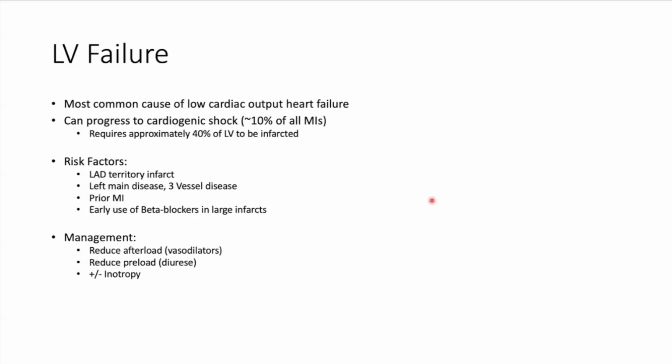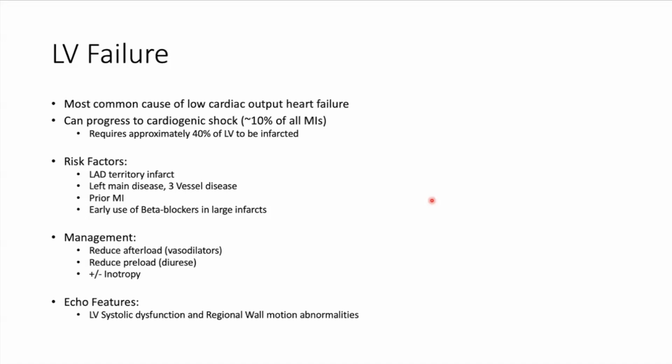The management, we deal with these every day. So broadly speaking, in the acute setting, you're trying to offload the left ventricle as much as you can. So you reduce the afterload using vasodilators. You reduce preload by diuresing these patients. And if it's bad enough, you can give inotropy.